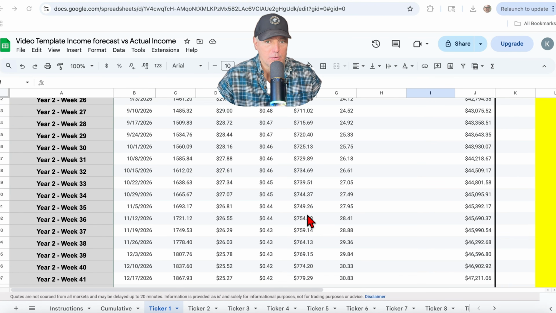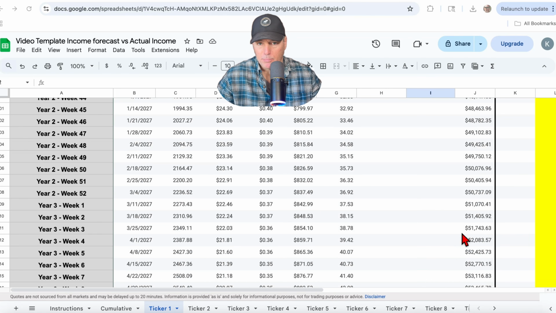We'll go to year 3. This is approximately when, based on this forecast, you would have doubled your money. At this point, you see that the total number of shares has gone up from 400 to 2,349. Share price has fallen to $22. Dividend has fallen to 36 cents. Your dividend payment is up to $854 on this. You're adding 38.78 more shares by DRIPping.